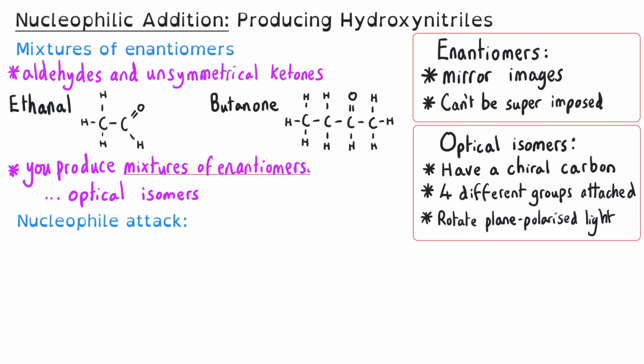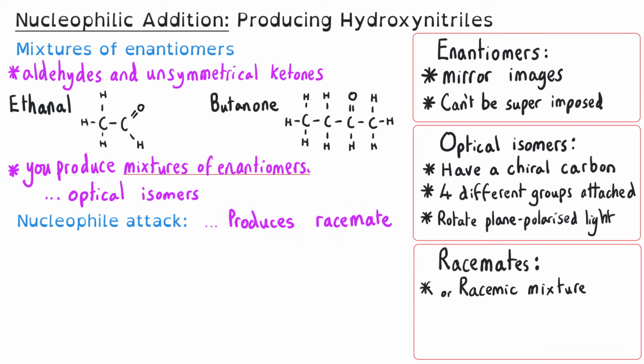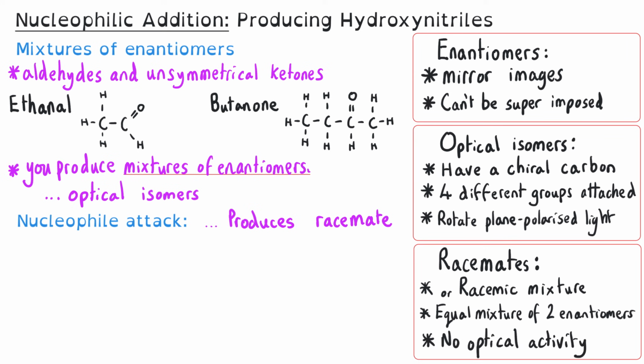Even though this mechanism produces two enantiomers, there is no overall optical activity, as the product is a racemate, sometimes known as a racemic mixture. And this is where you have an equal mixture of the two different enantiomers. And so there is no optical activity, since the rotation of plane polarized light, either clockwise or anti-clockwise, will cancel each other out precisely. This racemic mixture comes about since the molecules with the carbonyl groups are planar in the region around the carbonyl carbon.